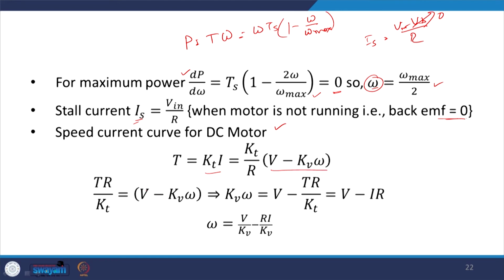So, from here I can get Tr by Kt is V minus Kv omega, or your Kv omega is going to be equal to V minus this, which is Ir. Okay. That is T, I can put Kt times I, this T is basically torque constant into current. So, Kt times I into R, Kt get cancelled. So, I get V minus IR. Okay. So, from here I can get this value of omega is equal to V by Kv minus Ri by Kv.